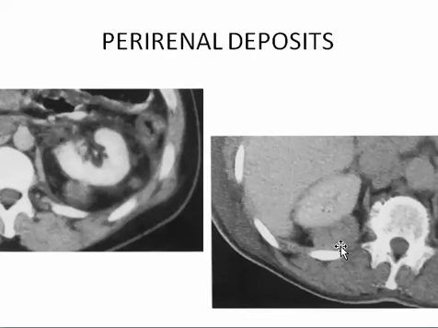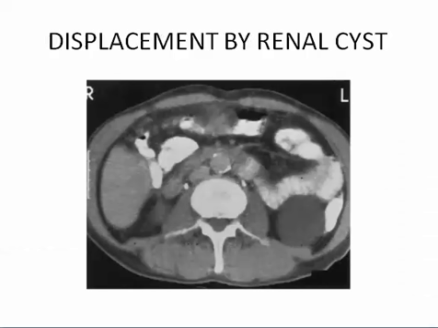This nodule could be lymphoma, but is more likely to be deposits. These are perirenal deposits, one here and multiple there. Perirenal deposits. A renal cyst can push loops forward. This is displacement by renal cyst.